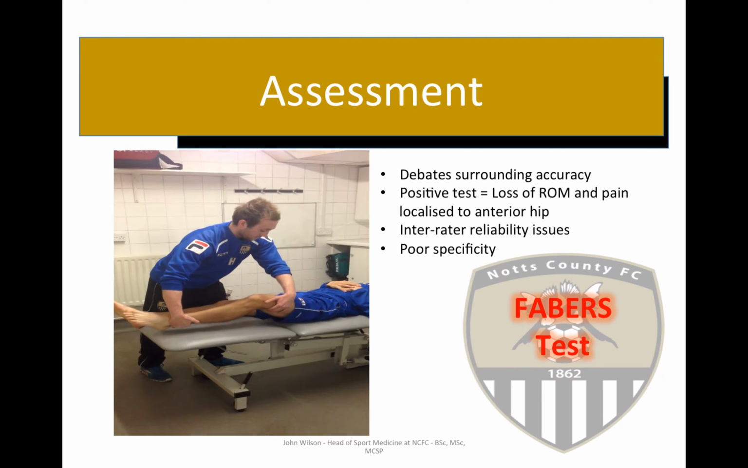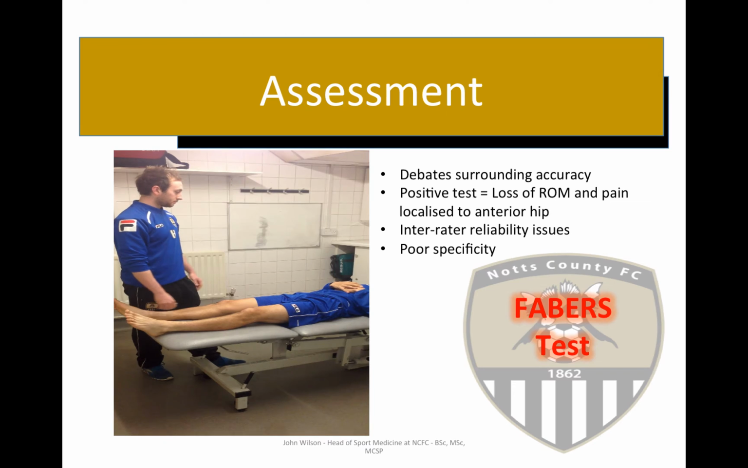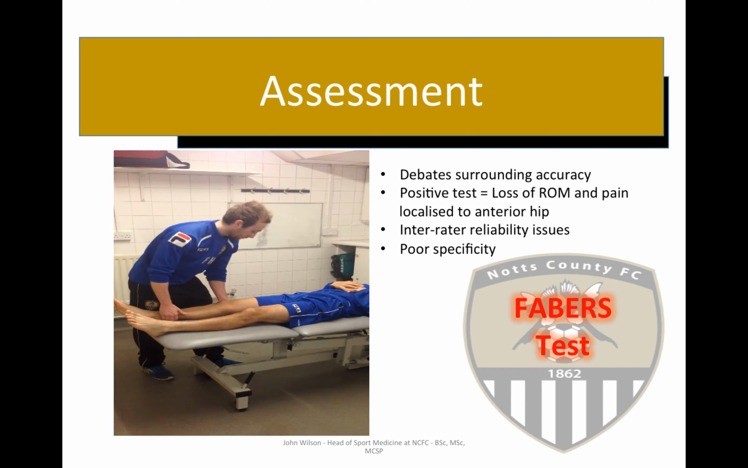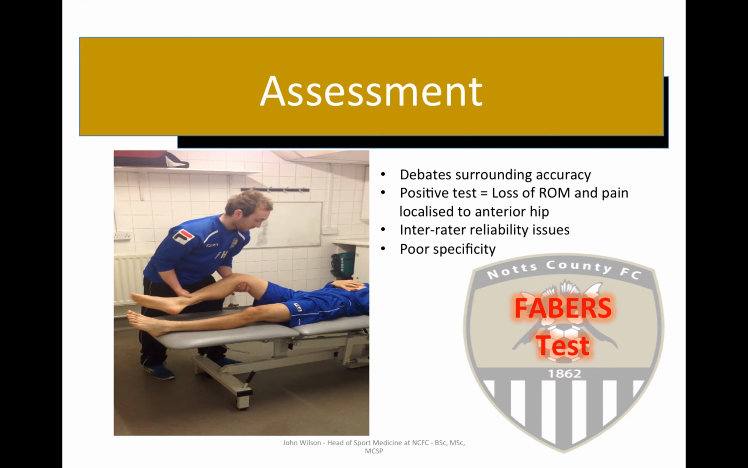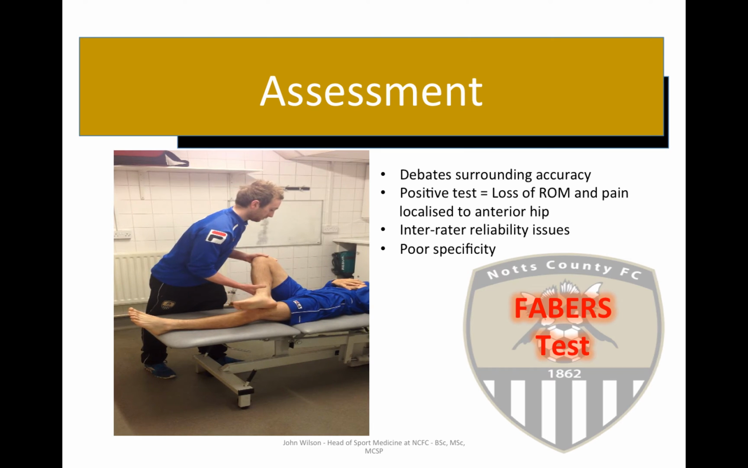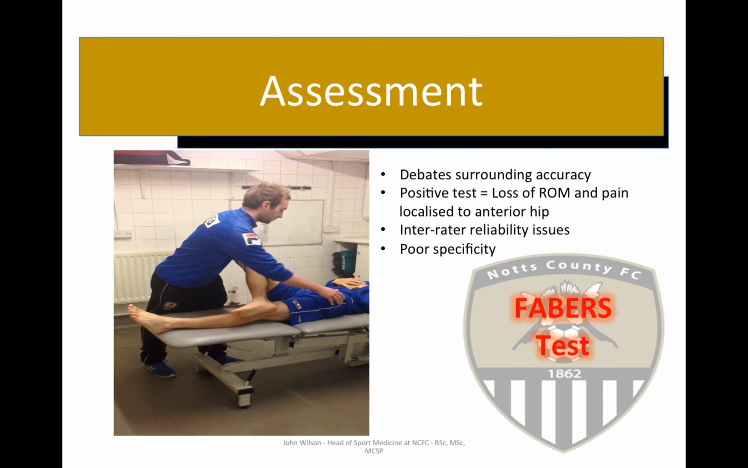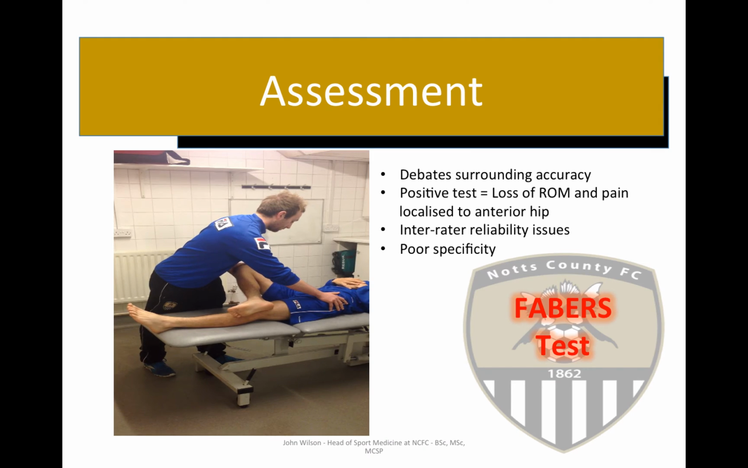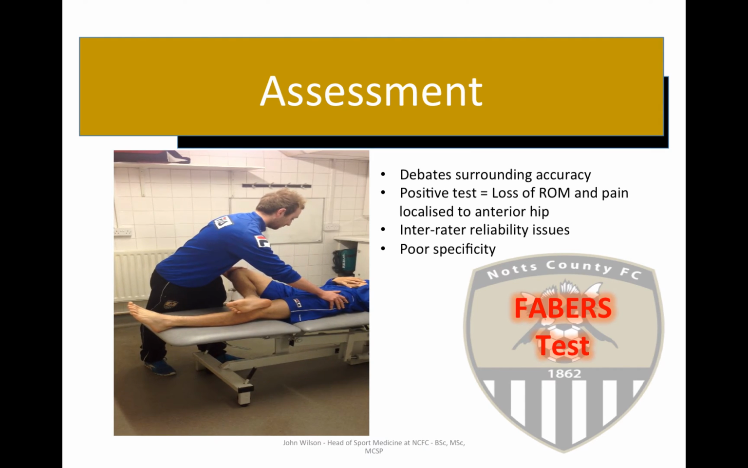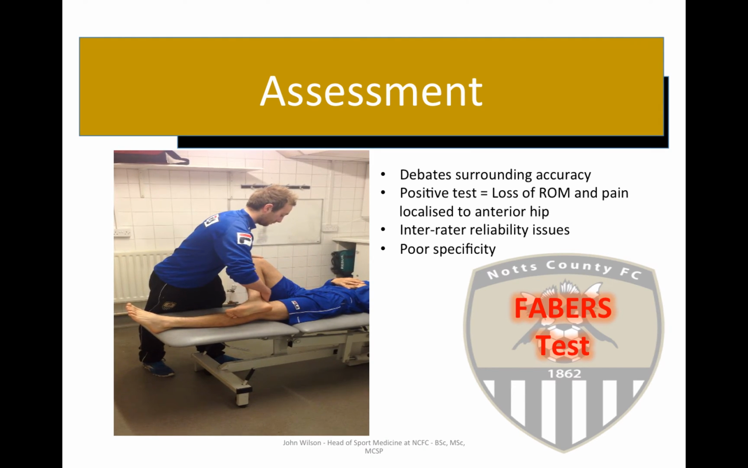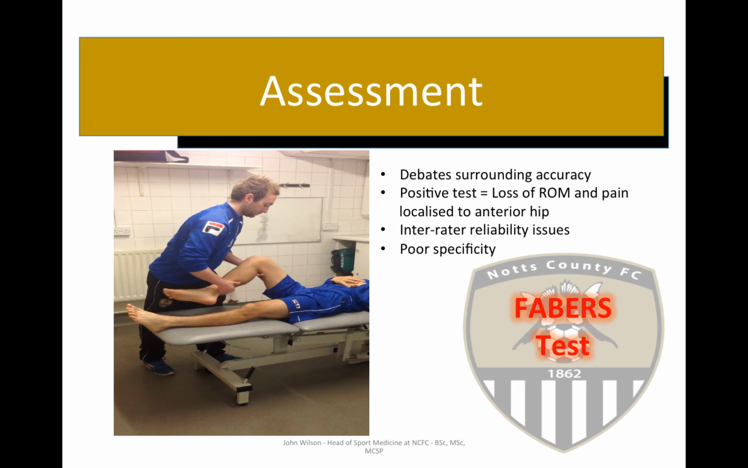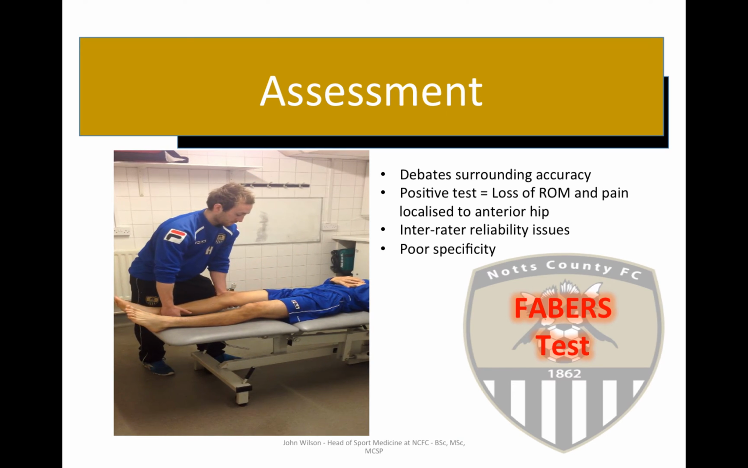There are still a lot of debates around the accuracy of this test. The literature contains many alternative methods for its application, as well as interpretation of the findings, thus impacting on its inter-rater reliability. In clinical use, it's particularly non-specific, as it is unable to differentiate between dysfunction at the hip joint, SIJ, lumbar spine, and surrounding soft tissues.